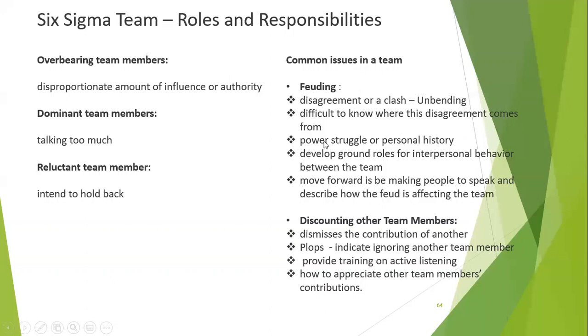In that scenario, what we need to do is develop a ground rule for interpersonal behavior. We have to pitch in and say, you may have your power, your personal history, and your influence or authority, but here is the rule. We have to bring the ground rule there to avoid these kind of scenarios. And don't encourage these people. Move forward and make the people speak and describe how forcing is affecting their team. You can call those two people individually and tell them how the other people are getting affected, because the two are not the whole team. Apart from one or two, there are other people also there. So you have to take a call.